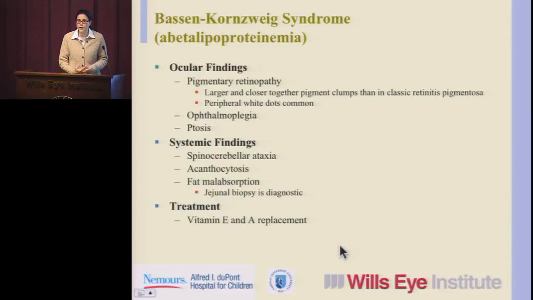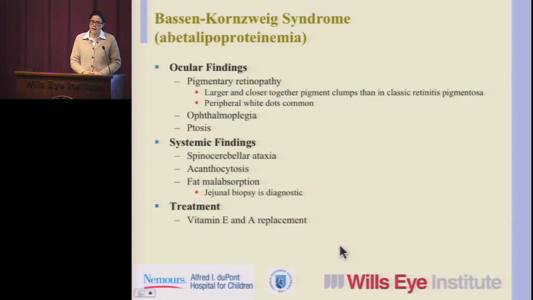Another condition that we find which can present with an RP-like picture of the fundus is Bassen-Kornzweig syndrome. Here again we have a pigmentary retinopathy, and this is a little bit different because they tend to have really larger and closer pigment clumps than in the other RP-like conditions. And they can also very classically have some peripheral white dots.